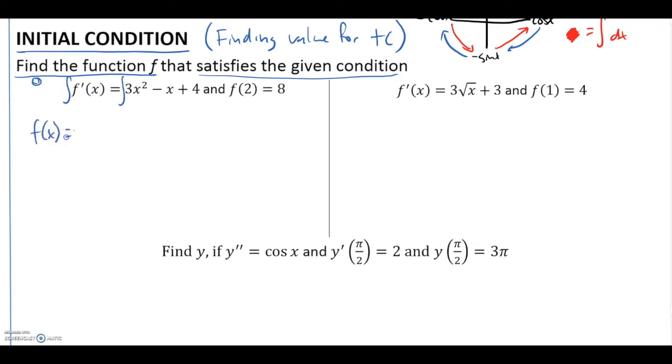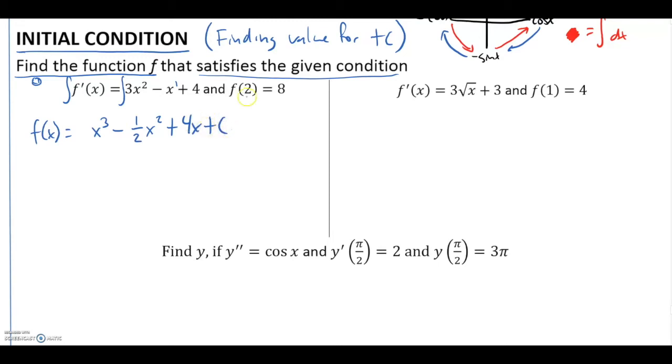F of x will equal the integral of 3x squared. Well, the square will become a cube. We're going to add 1 to it and divide by the new exponent. 3 divided by 3 would just give us 1. Minus this x to the first power will become an x to the second power, and dividing by that original exponent, we'll get a negative 1/2. Plus the integral of 4. The easy ones are the constants. That'll be a 4x, and plus that c.